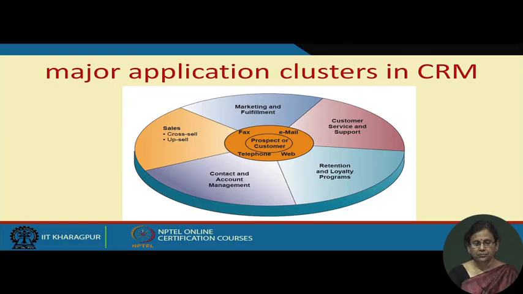Basically, there are 5 major application clusters in a customer relationship management software: sales, marketing and fulfillment, customer service and support, retention and loyalty programs, then contact and accounts management. And the prospective customers can connect with all these application clusters via fax, email, website or telephone.